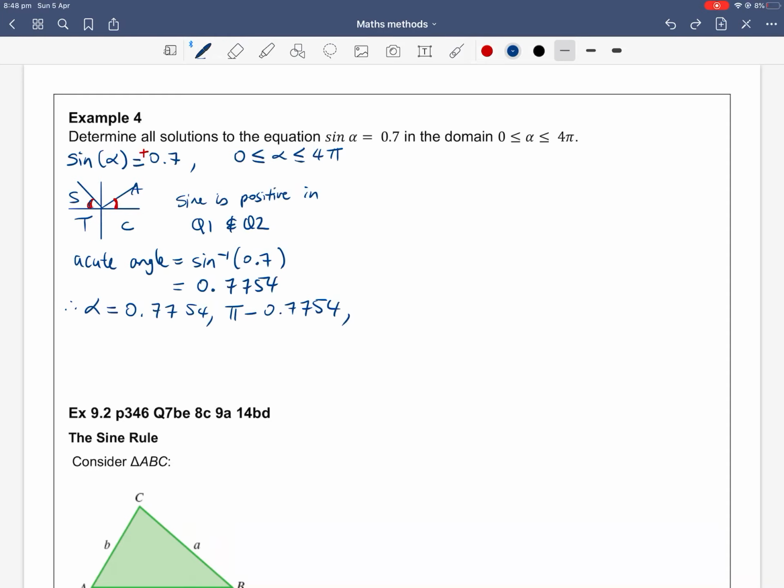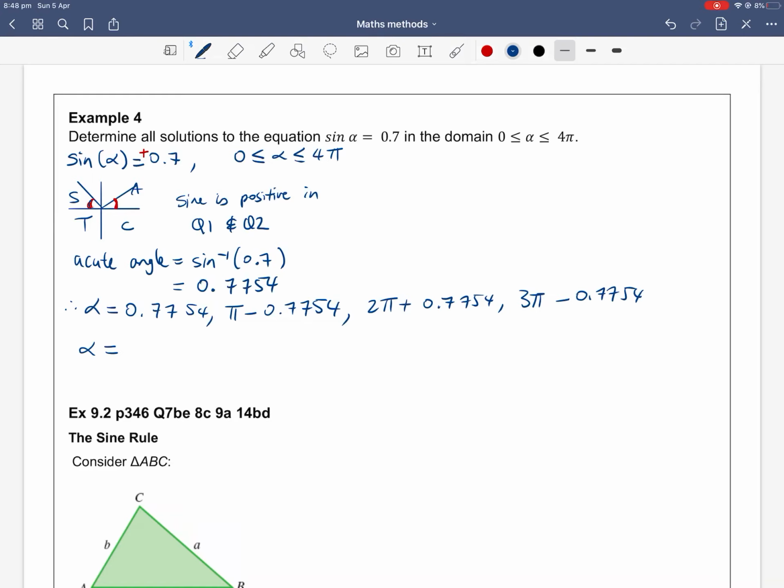So that tells us our next answer is 2 pi plus 0.7754, because we've done 1 cycle already. And then the next final answer within our cycling domain is 3 pi minus 0.7754. We're subtracting because the tiny angle, we haven't quite reached the 180 degrees or the pi radians yet.